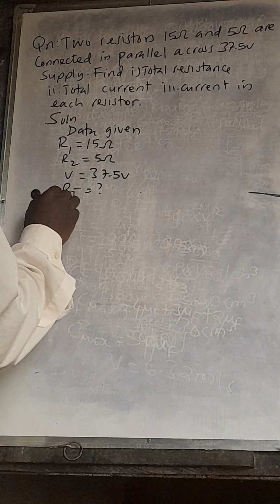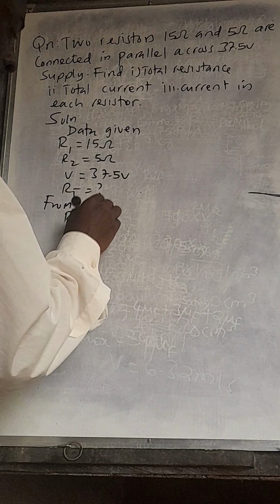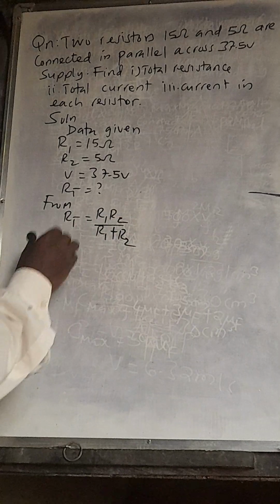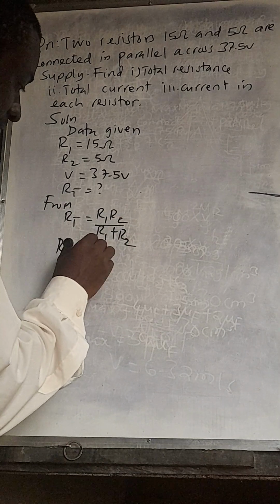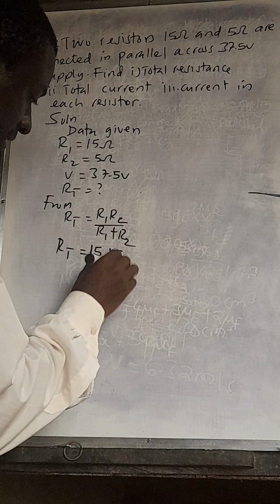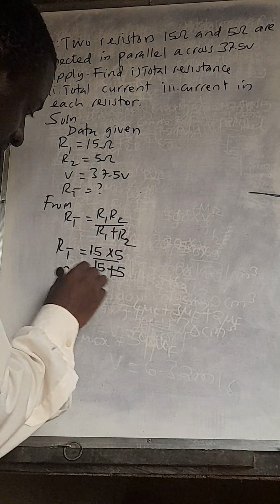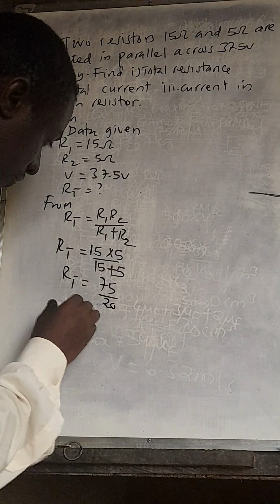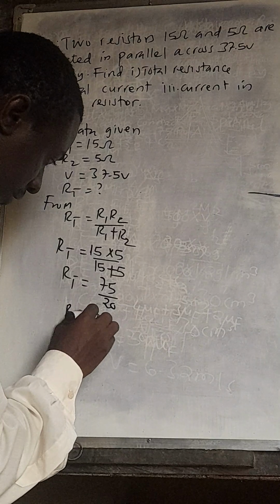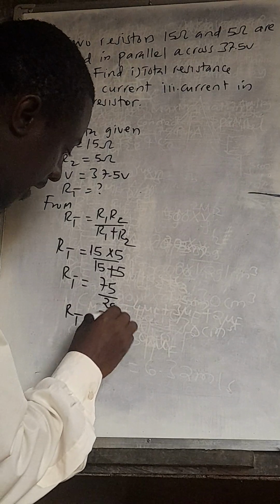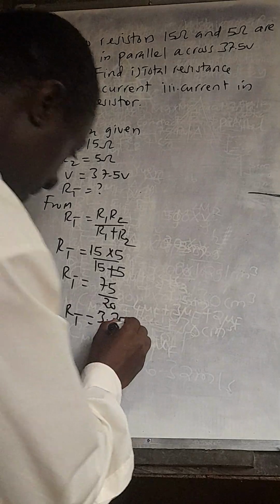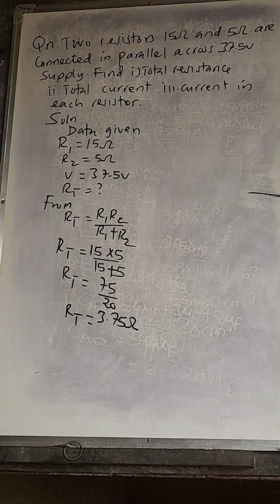Now the total resistance in parallel is equal to R1 times R2 over R1 plus R2. So total resistance is equal to 15 times 5 over 15 plus 5, which is 75 over 20. So finally, you get total resistance equal to 3.75 ohms. That is how you get the total resistance. So total resistance is covered.